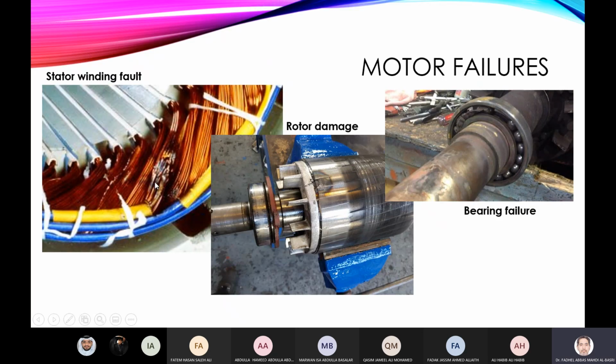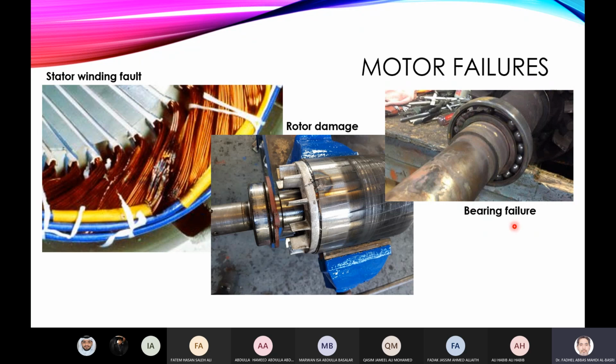This picture shows you failures. This is in the stator winding. This is the location of the failures, the location of the failure due to insulation failures where they have short circuits. And this is an induction motor, squirrel cage, where we have damage in the rotor, and this is the bearing failures.